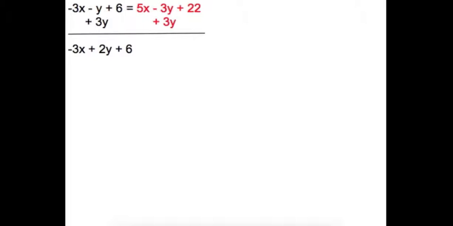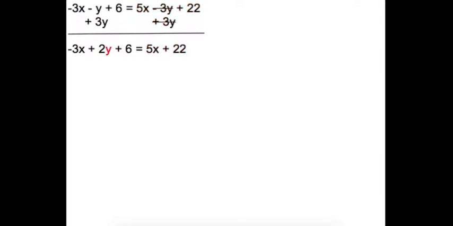Now let's simplify the right side of the equation. We know that the negative 3y and positive 3y will cancel each other out, leaving us with 5x plus 22 on the right side of the equation. Notice now that we only have one y. Now our goal is to solve for y.